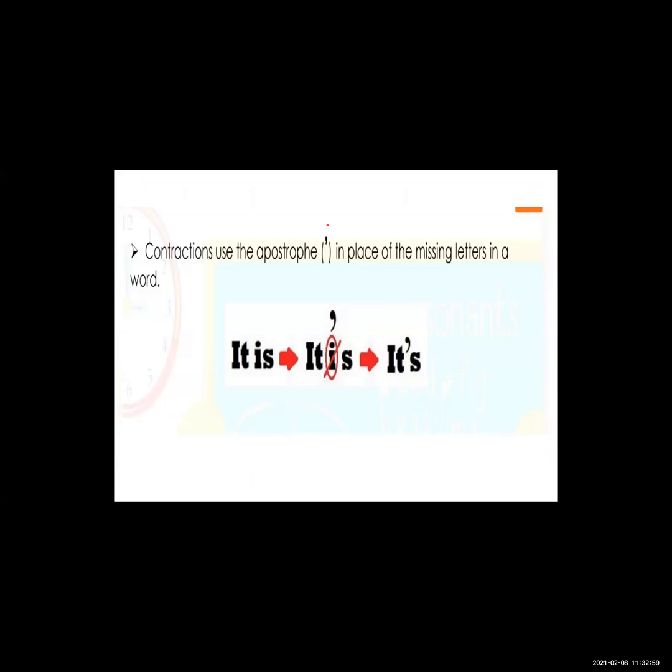Next, contractions use the apostrophe in place of the missing letter in a word. Here is an example. If you have to write I am in short form, you will replace the A with an apostrophe. They are, you will replace A with an apostrophe. It will, you will replace W with an apostrophe. Is not, you will replace O with an apostrophe.